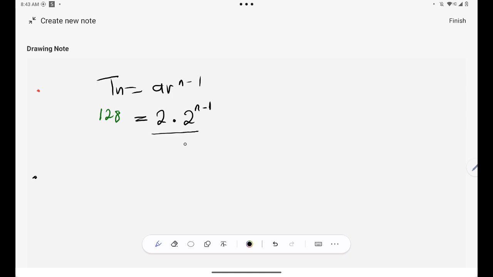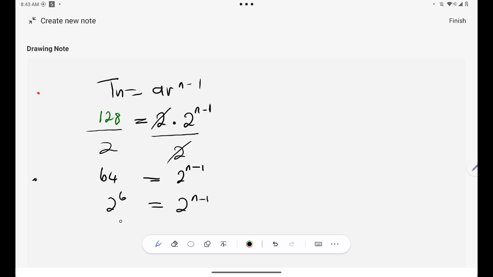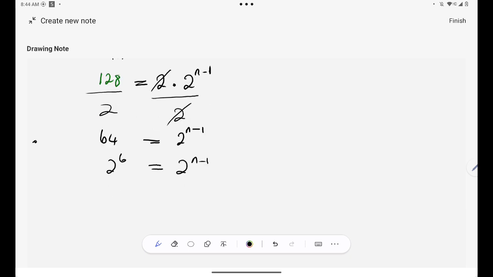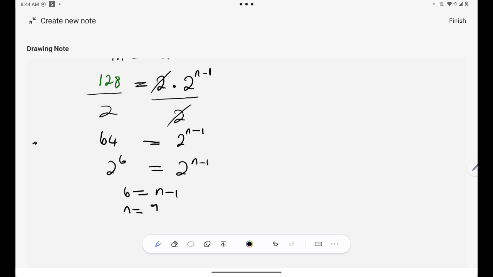So the first thing you must do is divide by 2, like this, and then we will have 64. This is 2 to the power n minus 1. 64 can be written as 2 to the power 6. When the bases are the same, that means the exponents are equal. So n is equal to 7. This simply means that the 7th term is the one which is equal to 128.